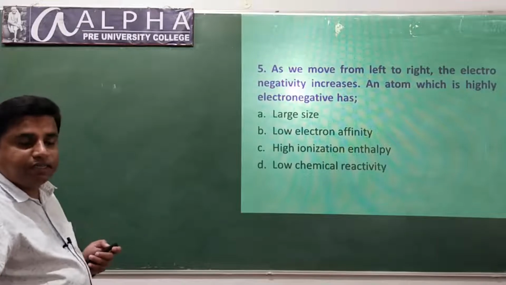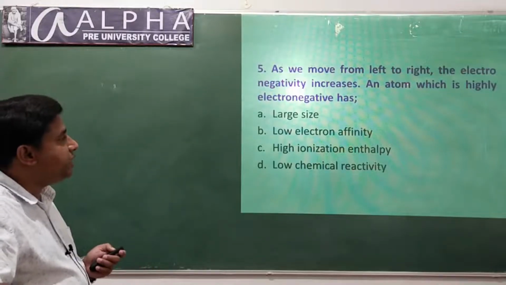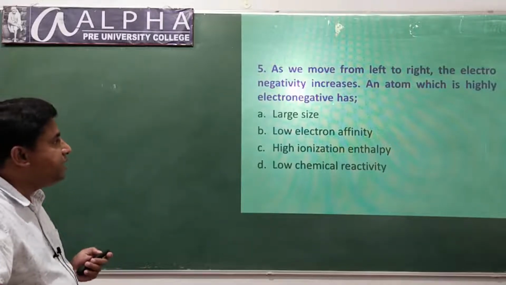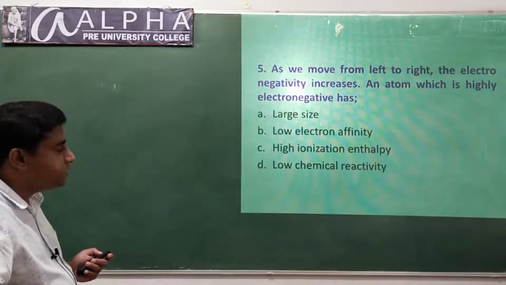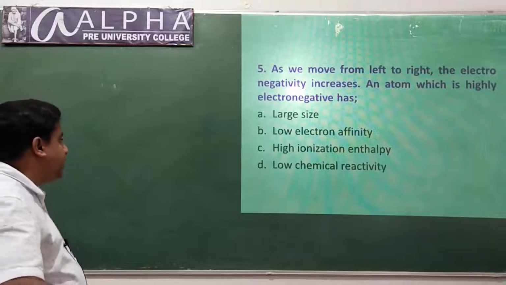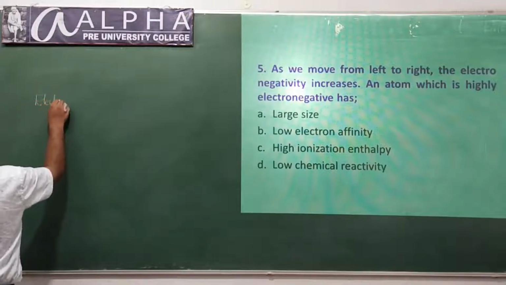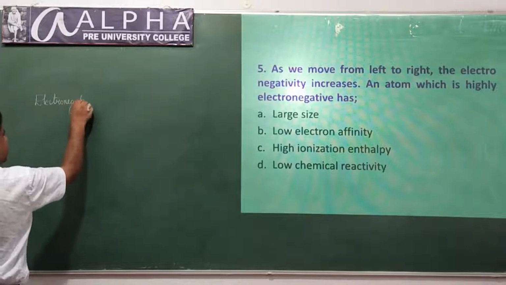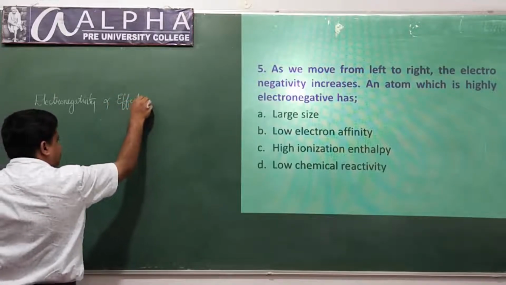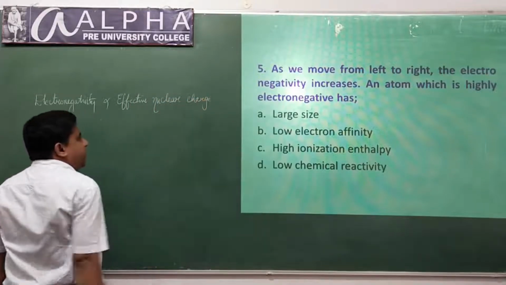Okay, so as we understand the question carefully, as we move from left to right, the electronegativity increases. Yes, electronegativity increases from left to right. An atom which is highly electronegative has large size, low electron affinity, high ionization enthalpy, or low chemical reactivity. Understand one thing. Electronegativity is directly proportional to effective nuclear charge.